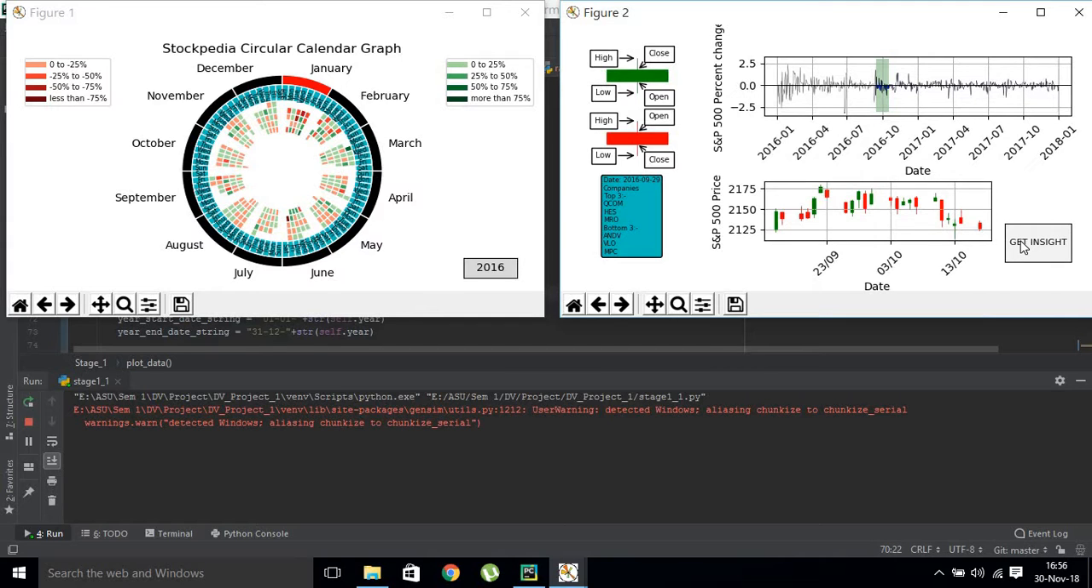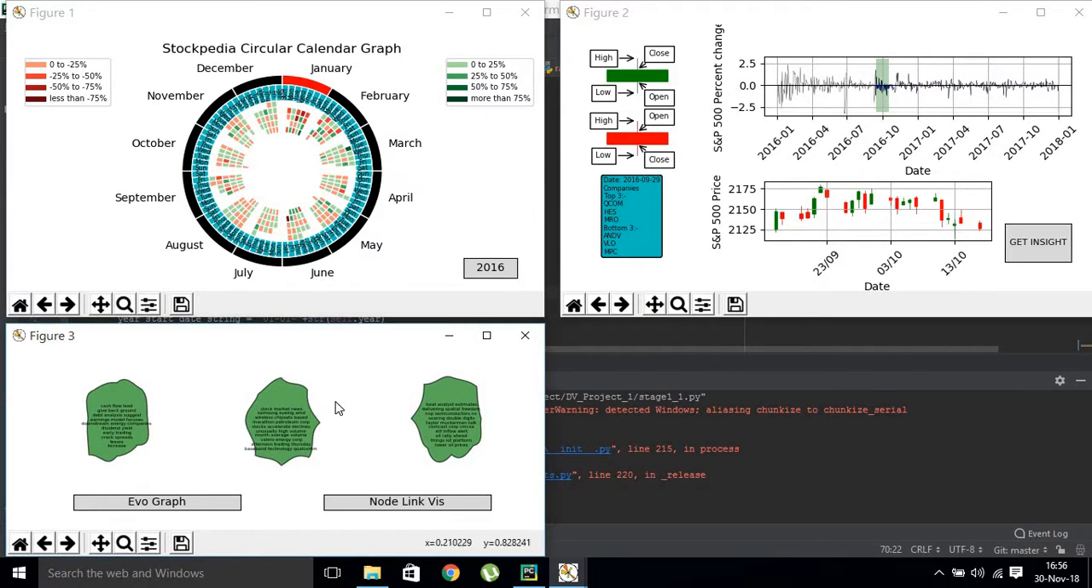When you click on get insight, you move on to the third stage of our system, which is an evolution graph. Here we extract the news of the 6 companies and extract keywords from the news of those companies in 3 different phases, and those keywords are put together in 3 different clouds. This cloud represents the current week that is selected, the left cloud represents the previous week, while the right cloud represents the next week.